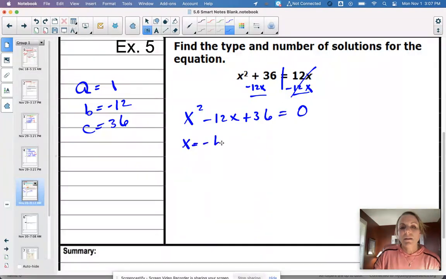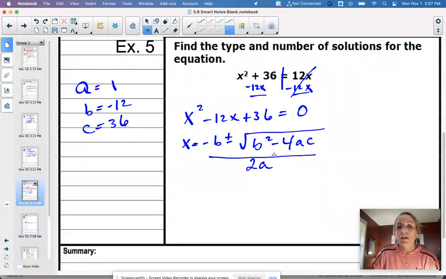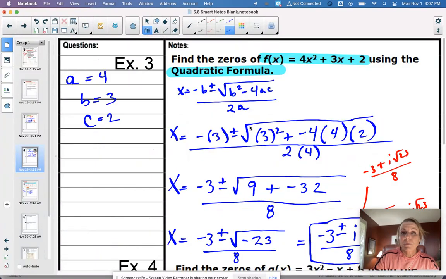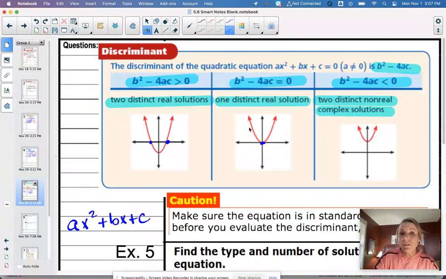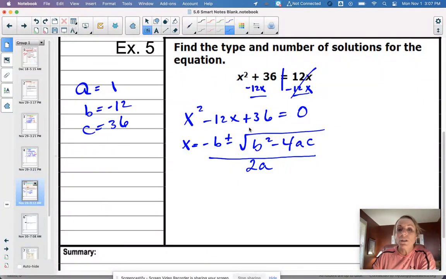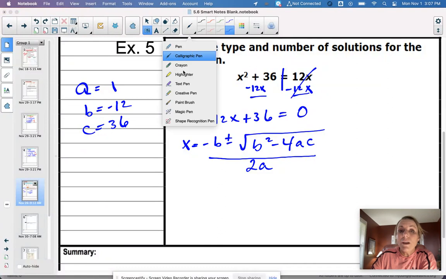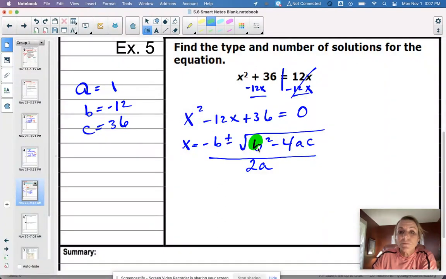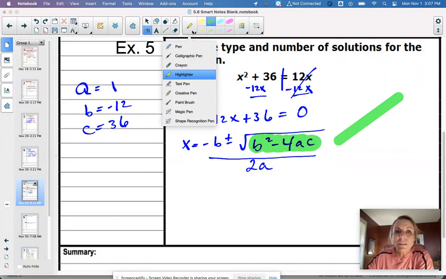And there is my quadratic formula. But guess what? It's not asking us to find the zeros. It's only asking us to find the type and number of solutions. So all we care about is the discriminant, that part.